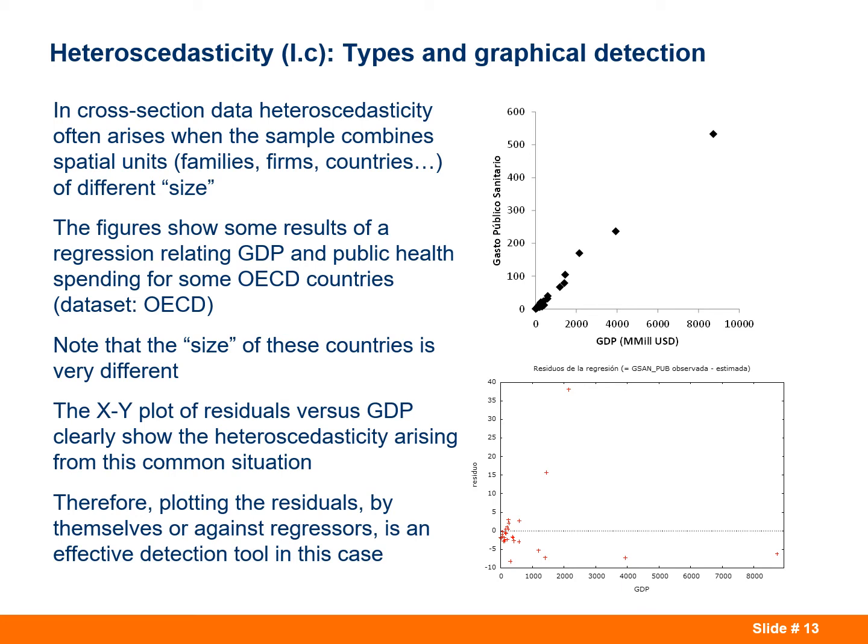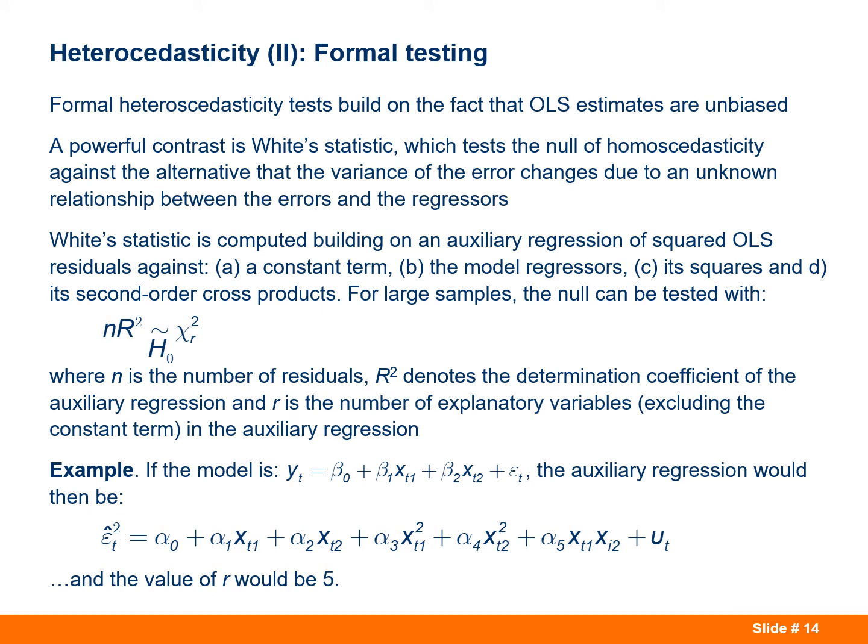Therefore, plotting the residuals by themselves or against the regressors of the model is an effective detection tool in this case. Formal heteroskedasticity tests build on the fact that OLS estimates are unbiased. A powerful test for heteroskedasticity is the White statistic. In it, we test the null of homoskedasticity against the alternative that the variance of the error changes due to an unknown relationship between the errors and their regressors.